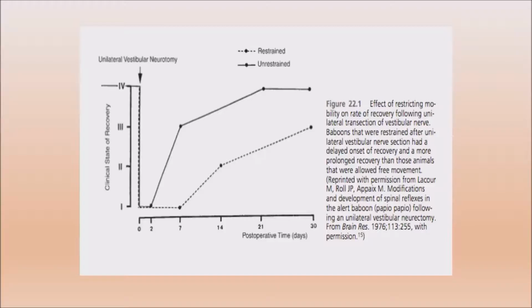There was a study done on humans also, but this is a baboon study. The concept of the study was that you have to make sure that the patient gets up and starts doing his normal day-to-day activities as soon as possible, because if that doesn't happen, then rehabilitation will take time. In this study you can see the interrupted lines here. The baboon was restricted after a vestibular nerve section, and the rehabilitation took a long time.